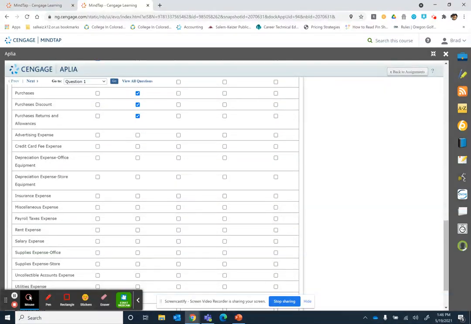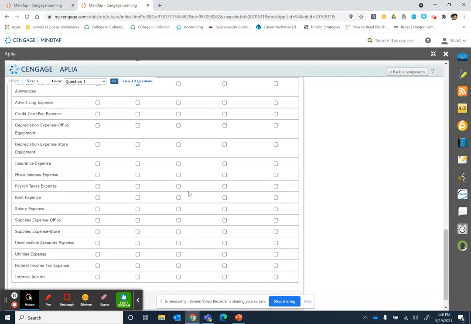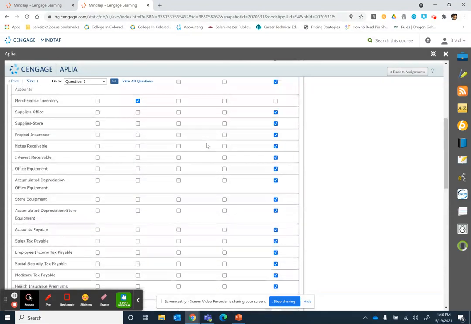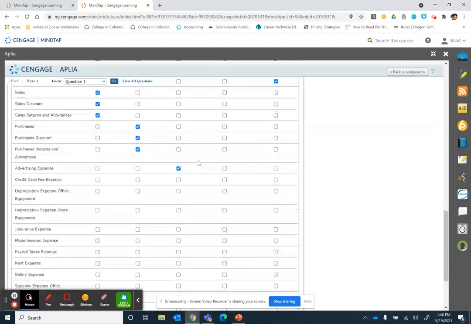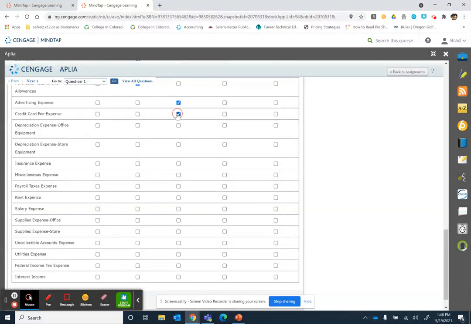Then from there on, we've got our advertising expense as the beginning of our expenses, and we'll list that in our third column. And our third column is operating expenses, just where you'd expect to see expenses listed. So we'll go down and we'll click that all the way through utilities expense.